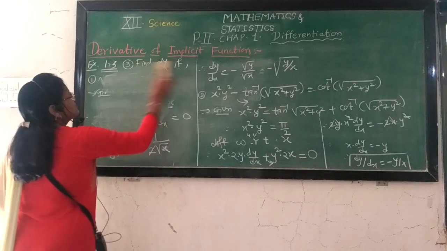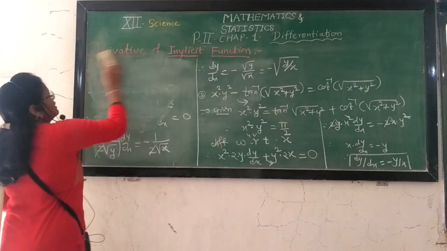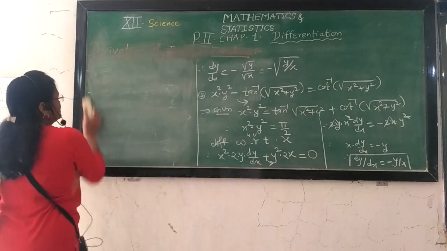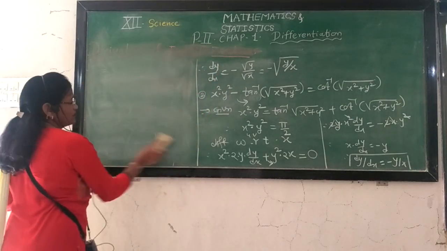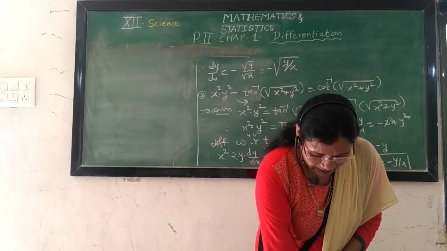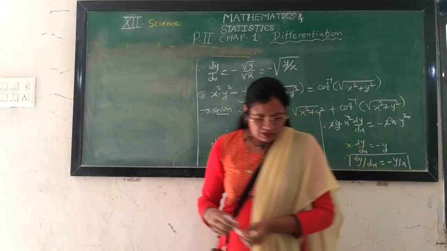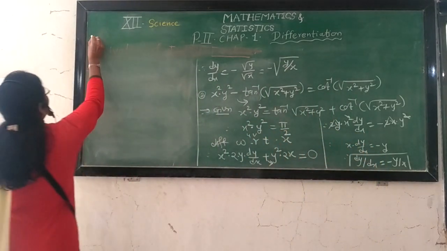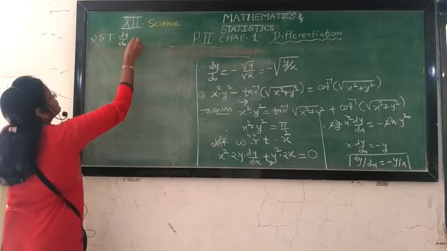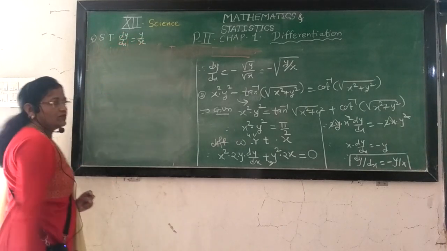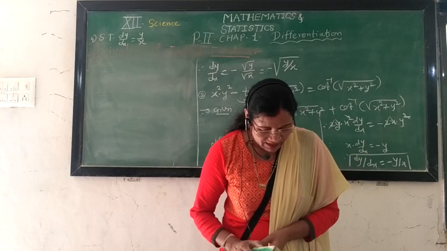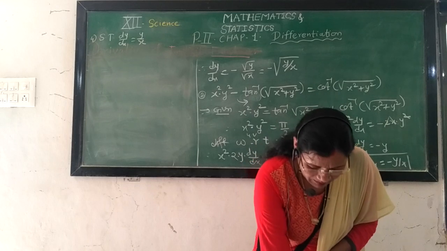Now we take examples from the next question, again on the same topic, derivative of implicit function. There are some examples that have a common answer, and therefore the question is: show that dy by dx is equal to y upon x for the following examples, where some constants are given. We take the first example for this.